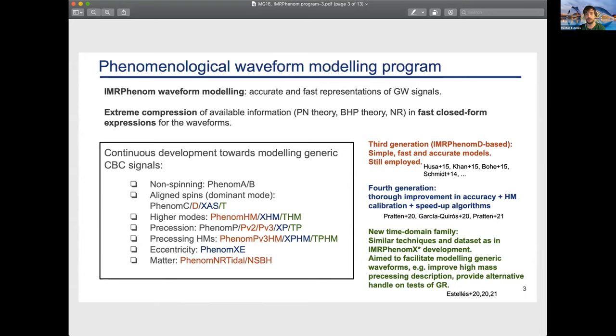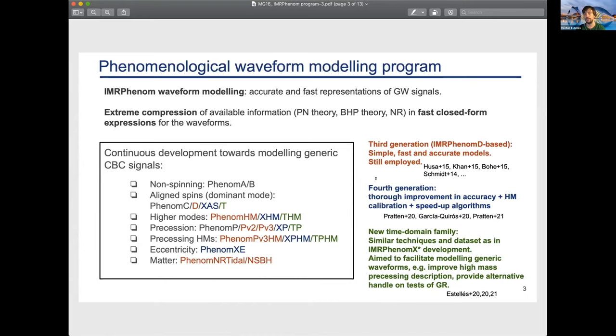There has been a continuous development of models during the years towards more accurate and more general models, each time including the new physics or improving the accuracy, with the effort of many people involved, led mainly by the UIB and Cardiff groups. The third generation, based on the model IMR Phenom-D, was very successful, and it was employed in the first detection of gravitational waves and in the analysis of the first two released transient catalogs. It is still employed today, specifically the precession model IMR Phenom Pv2 for exploratory parameter estimation runs on new events.